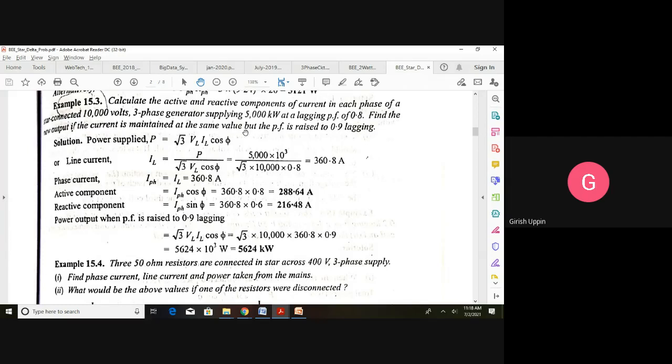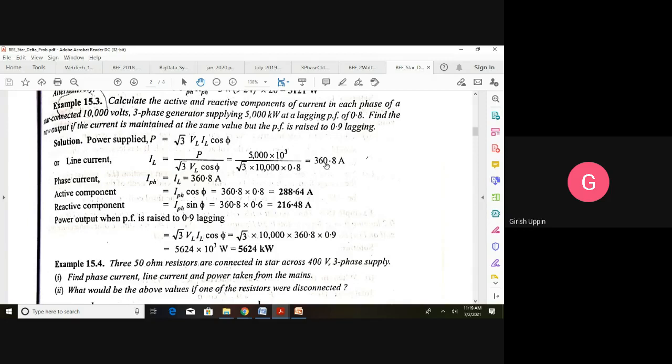Current is maintained at the same value, but the power factor is raised to 0.9, means current value will remain the same, but the angle will decrease, so that the power factor will increase to 0.9. P is equal to root 3 VL IL cos phi. This is the power equation, and IL is equal to P divided by root 3 VL cos phi. P is given, 5,000 into 10 raised to 3, divided by root 3, VL is the line voltage 10,000 volts, and power factor cos phi is given 0.8.